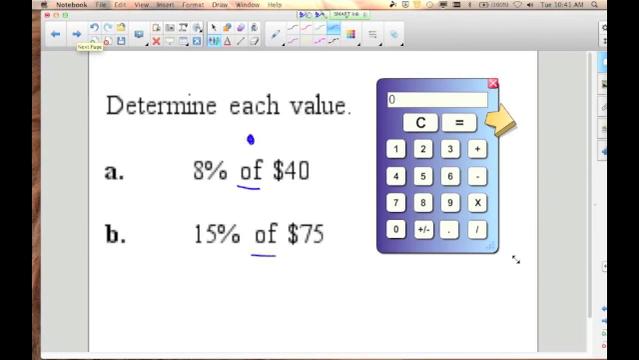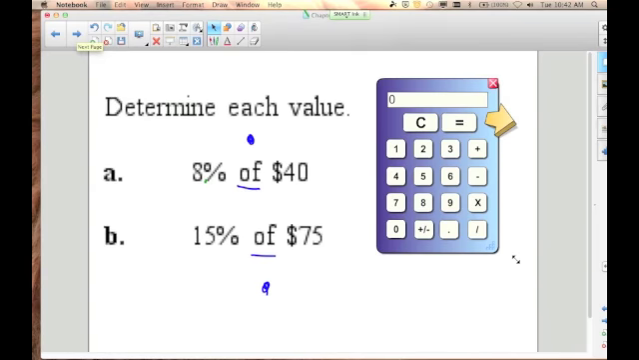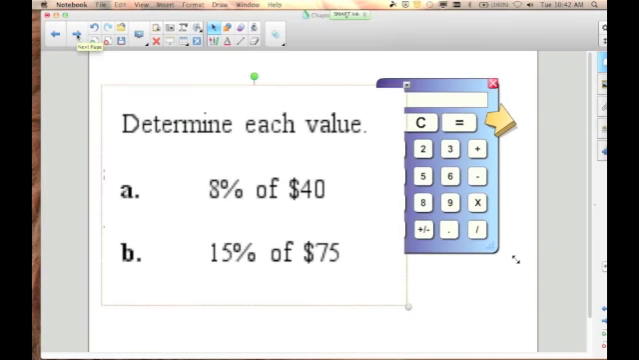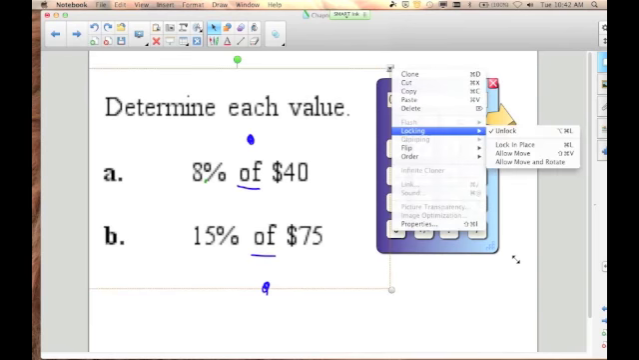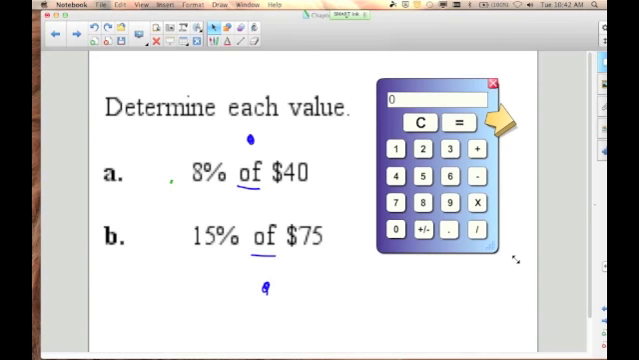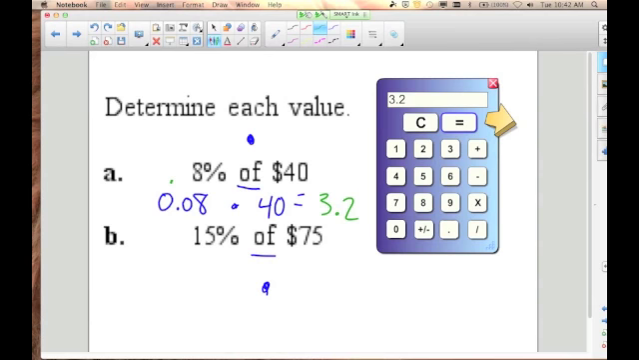For these problems, 8% of $40 and 15% of $75. The word "of" means I'm multiplying. When I'm doing this, I am going to turn the percent into a decimal. I turn the percent into a decimal either by moving the decimal point 2 spots to the left or dividing 8% by 100. And 8% is 0.08. You times it by 40, and that's going to give us our answer of 3.2. We should add the 0 in the dollar place because it is money, so we should go to the hundredths place.